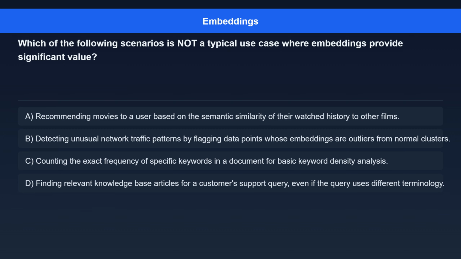Question 6. Which of the following scenarios is not a typical use case where embeddings provide significant value? Option A. Recommending movies to a user based on the semantic similarity of their watched history to other films. Option B. Detecting unusual network traffic patterns by flagging data points whose embeddings are outliers from normal clusters. Option C. Counting the exact frequency of specific keywords in a document for basic keyword density analysis. Option D. Finding relevant knowledge base articles for a customer support query, even if the query uses different terminology.